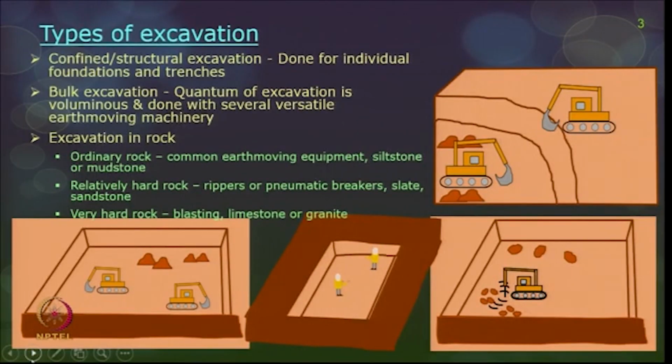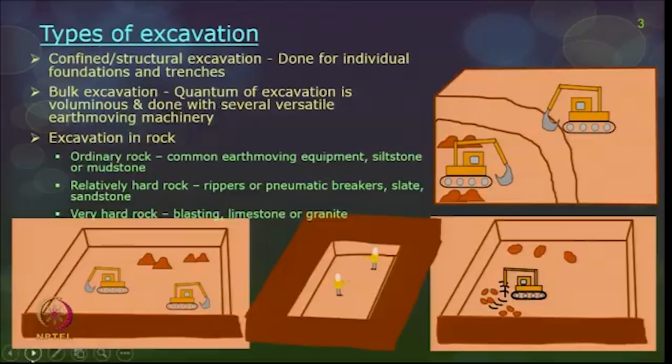So it can be a trench excavation, or only for individual footings or foundations you cut the earth as a volume. So you may use close cutting of earth only in specified locations, then that is primarily called confined or structural excavation. The next type is bulk excavation, wherein your quantum of excavation is voluminous and you may have to use several equipment, like as shown in the figure here, which may be moving in the site for cutting off the earth.